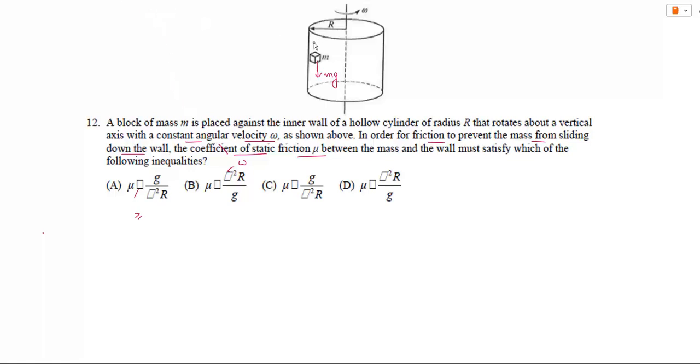So suppose friction will act on this box in the upward direction, and this friction has to balance the weight of the block. Only then this is possible. So the force of friction must be greater than or equal to the weight. Clear?